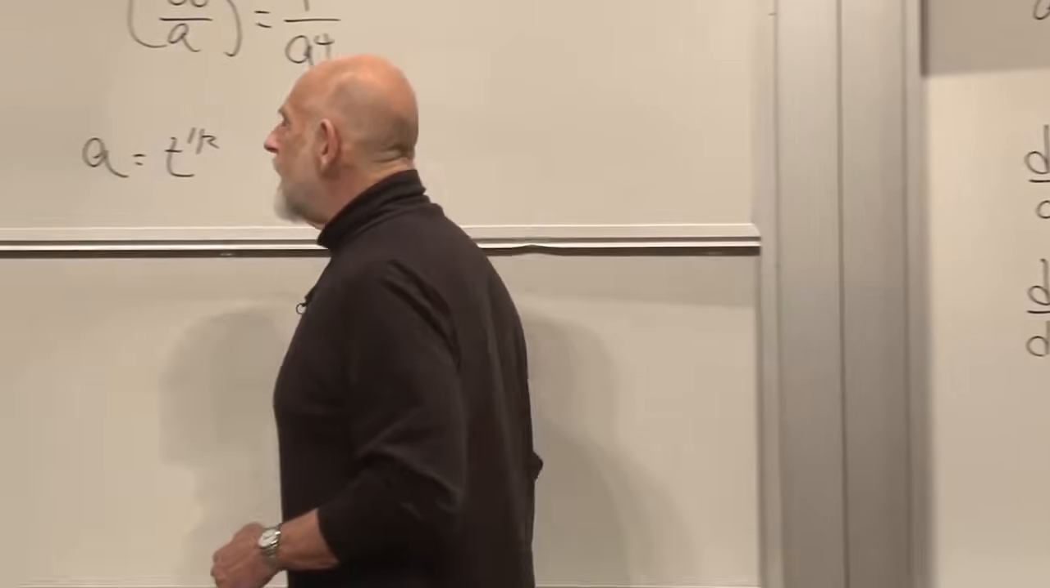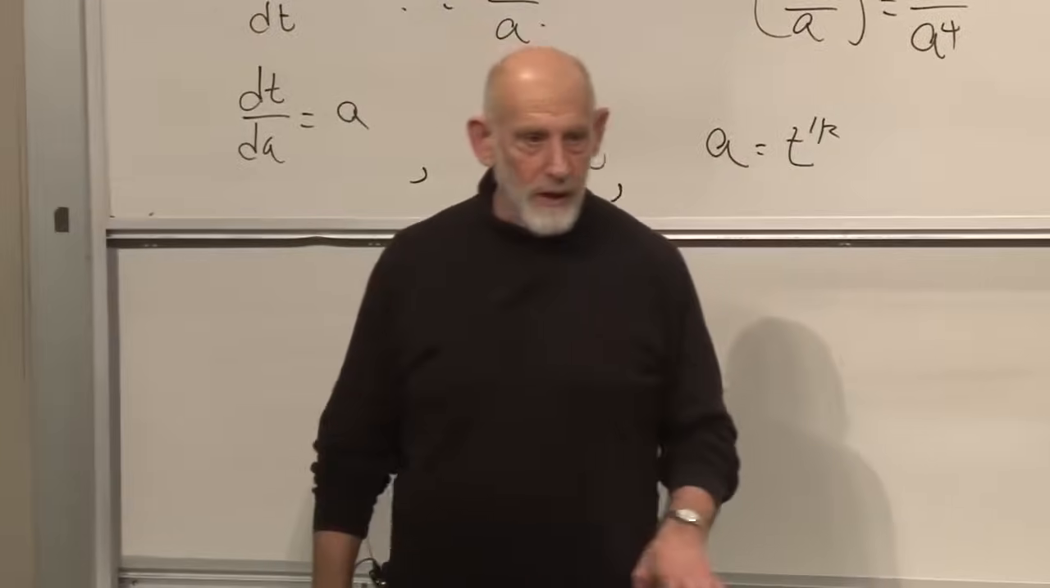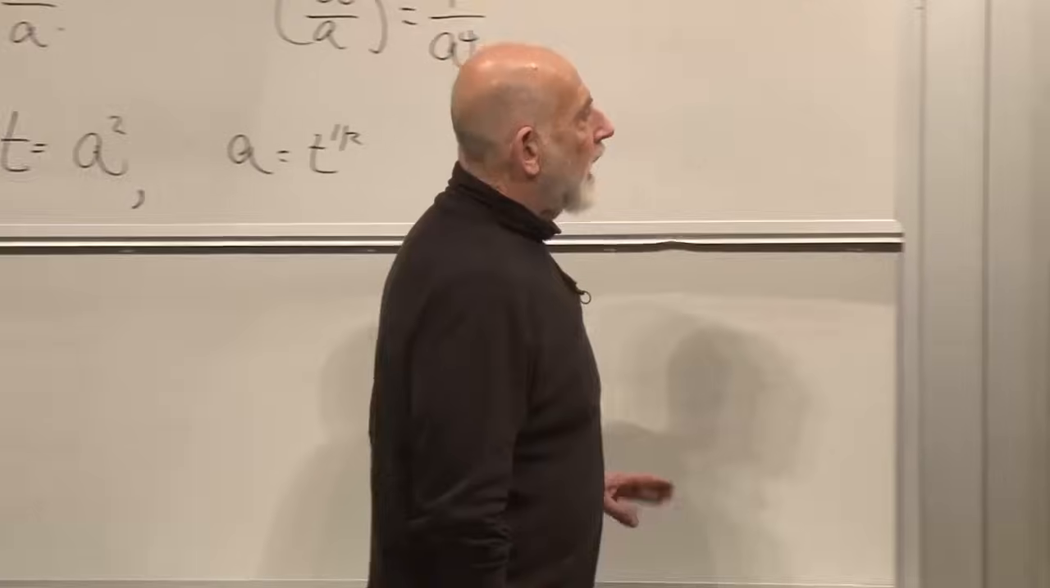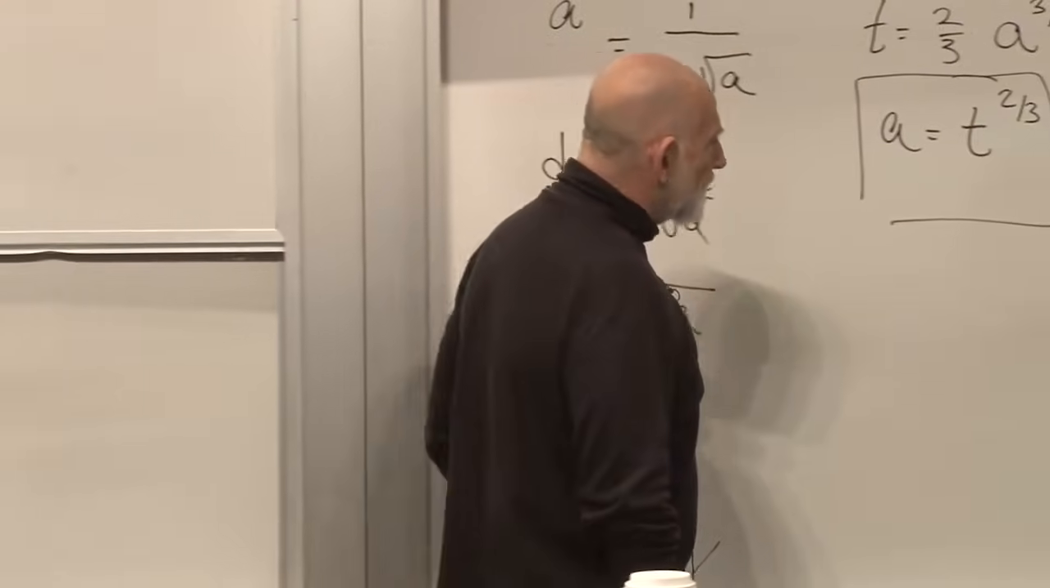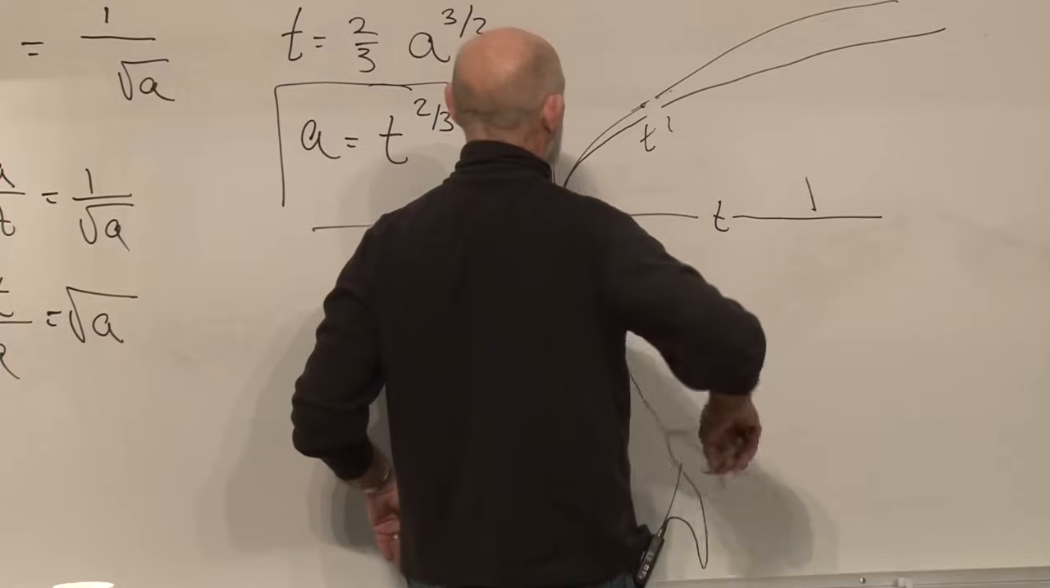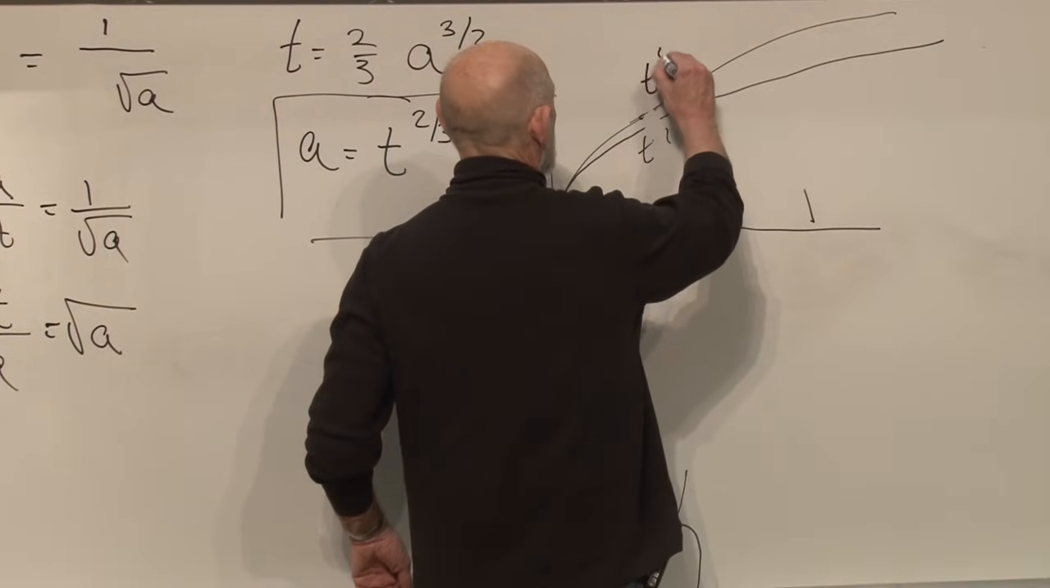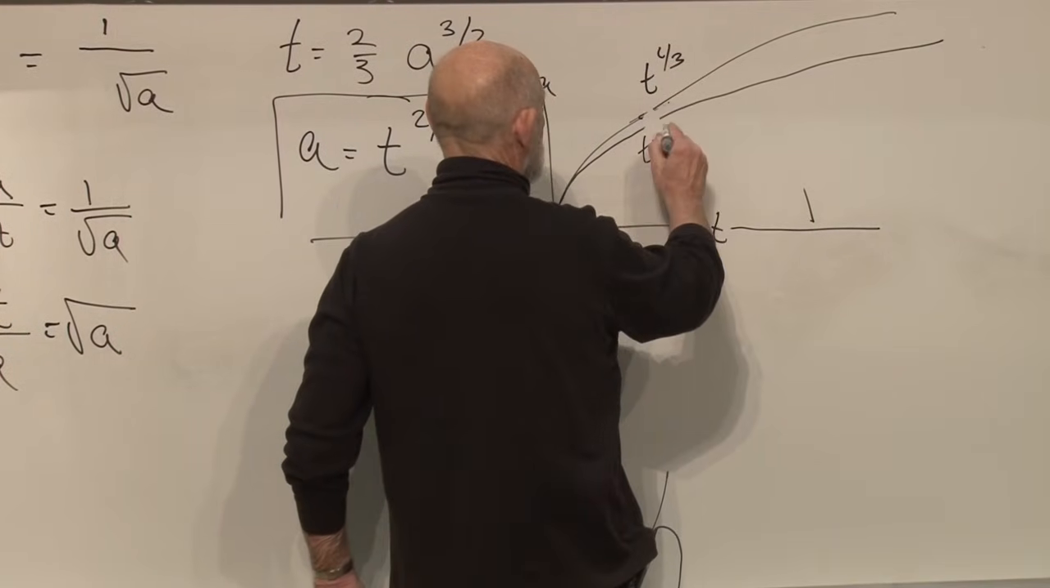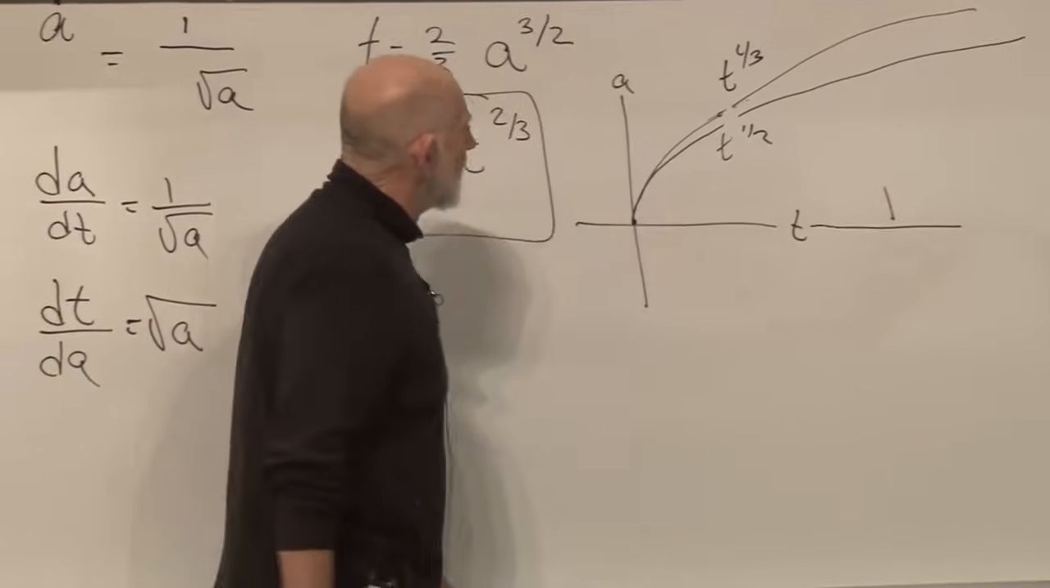Okay, so that's the radiation-dominated universe. The radiation-dominated universe expands like the square root of t, not t to the 2/3. Matter: t to the 2/3, radiation: t to the 1/2.